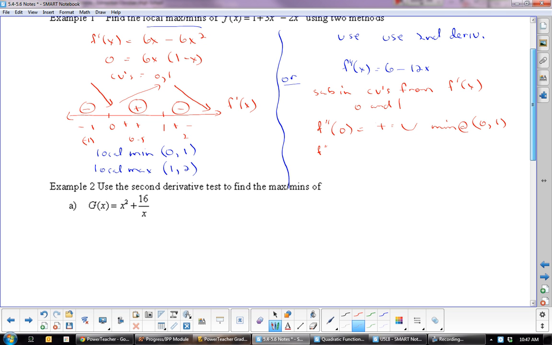Okay, if you do f double prime, you put in 1. Okay, that'll give me a negative, which is concave down. So it'd be a max at 1, comma 2.